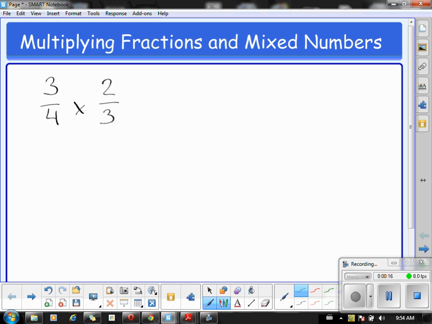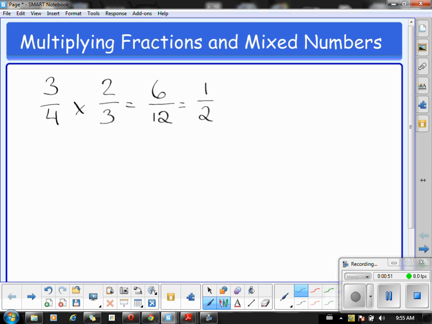So when we're multiplying a fraction by a fraction, the simple rule is you multiply the numerator by the numerator. So we say 3 times 2 equals 6. And then you multiply the denominator by the denominator. 4 times 3 equals 12. The only tricky part with this is that you have to reduce the fractions. And we should know that 6/12 reduces to 1/2. Your answer always has to be in lowest terms, and it always has to be a proper fraction.